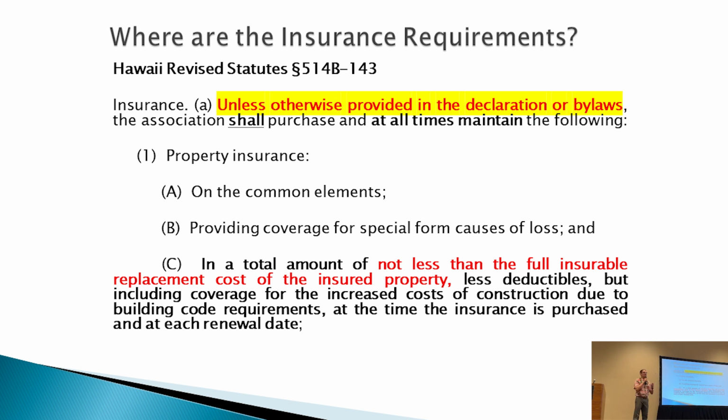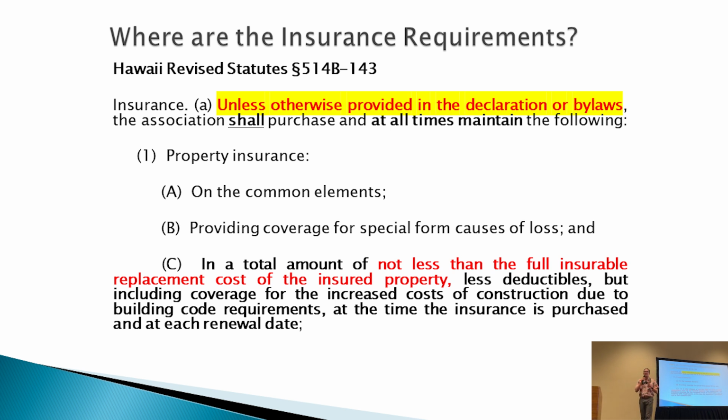Where are insurance requirements? Well, first off, 514B-143 says, unless otherwise provided in the declaration or bylaws. So stop just a minute. If there are insurance requirements in your declaration or bylaws, you can stop right now, because this statute will not control. One more time. Unless otherwise provided in the declaration or bylaws. So if your declaration or bylaws have insurance requirements, this statute will not apply. 90% of my condominium association clients have insurance requirements in their documents. 10% do not. So if you're one of the 10%ers and there are no insurance requirements in your documents, this is what will control.